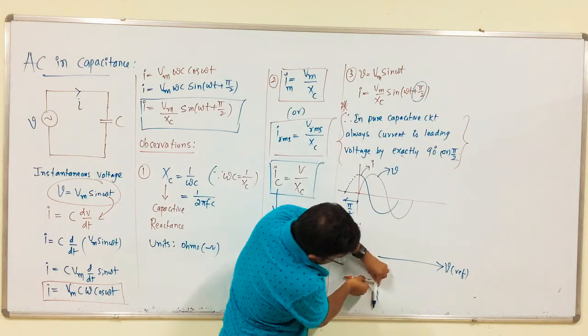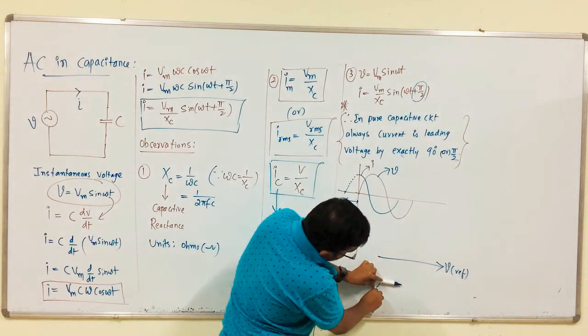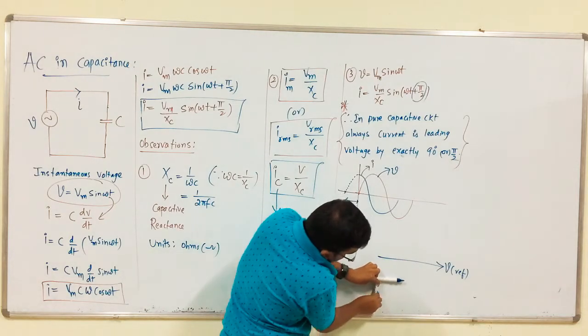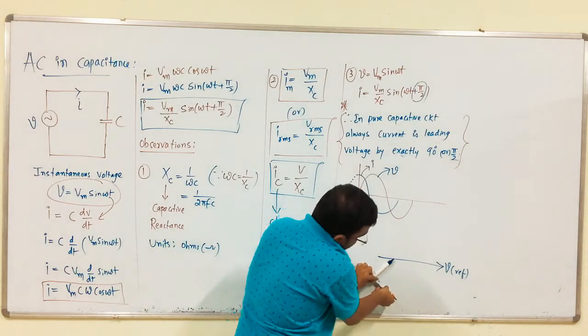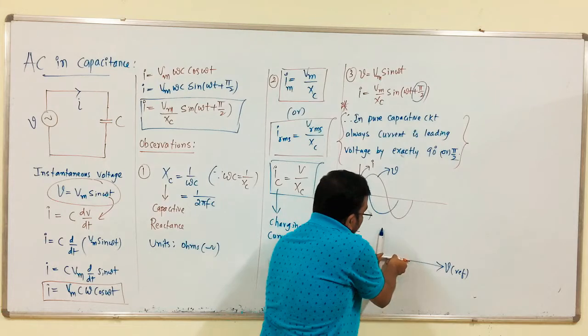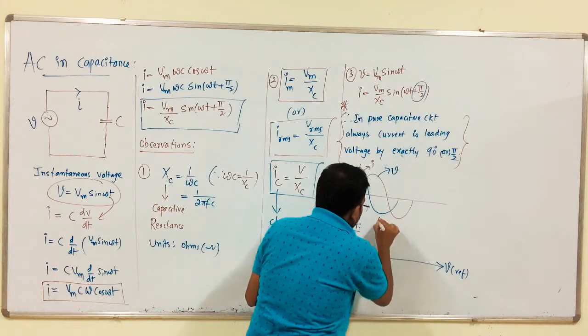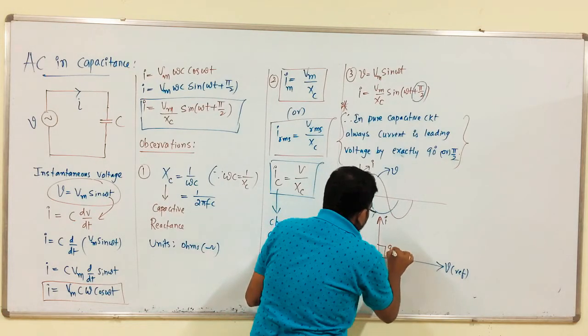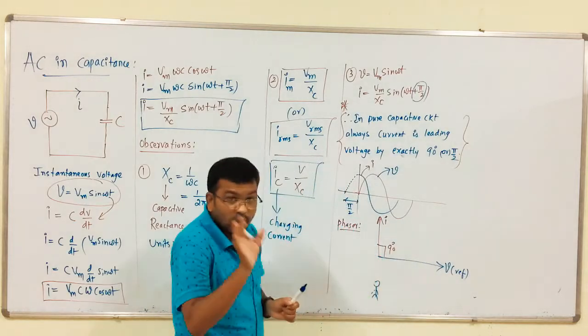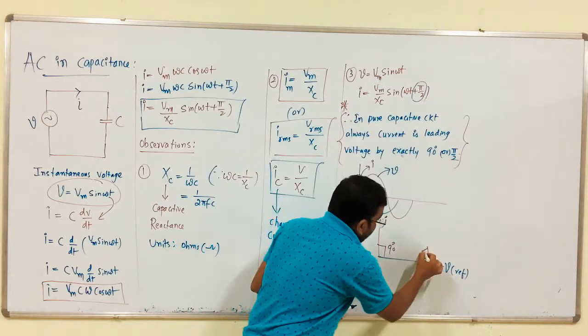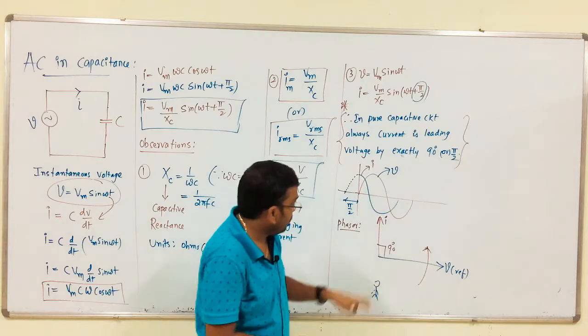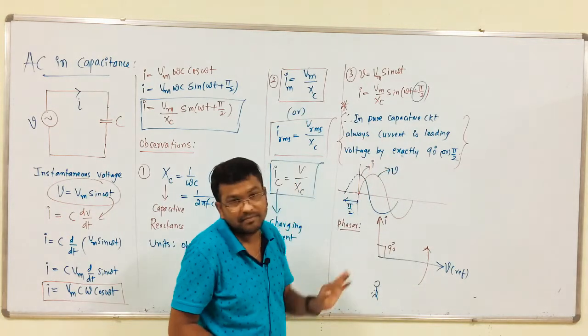First current, next voltage. But here the reference is voltage. This is voltage, 90 degrees. So this is voltage, this is current, 90 degrees. Like this we have to follow the anti-clockwise phase sequence. Now like this we have to draw the phasor diagram.